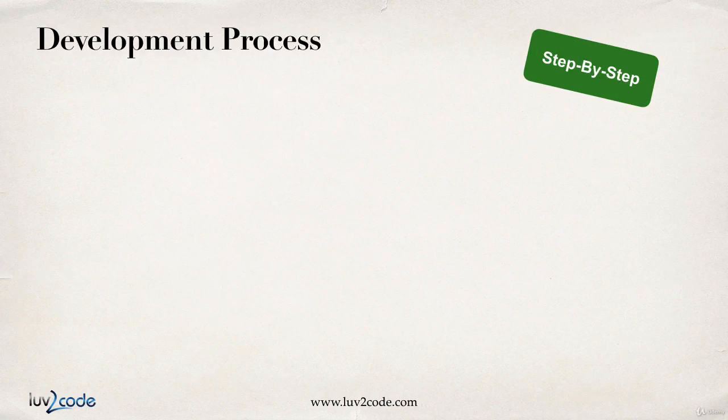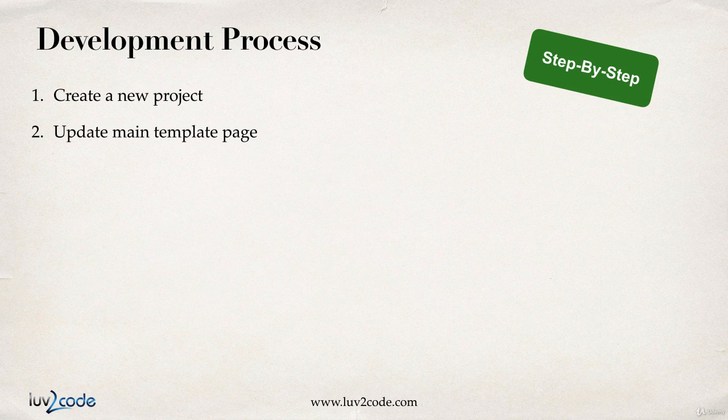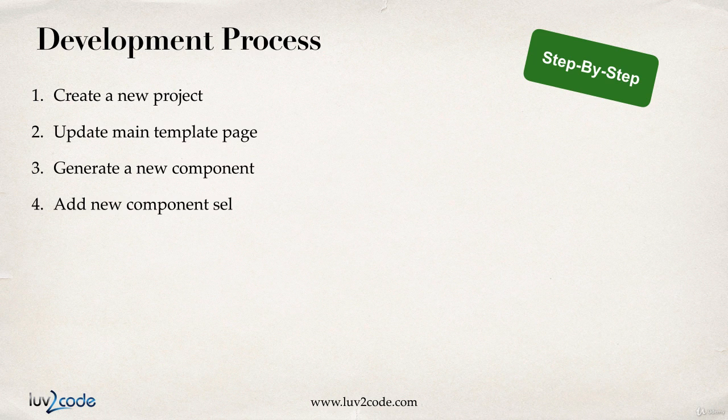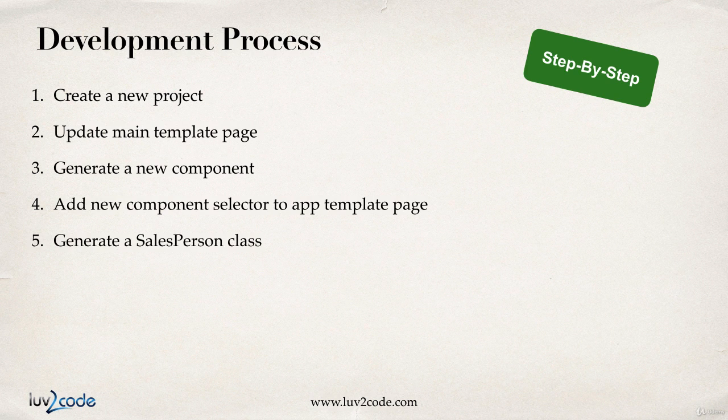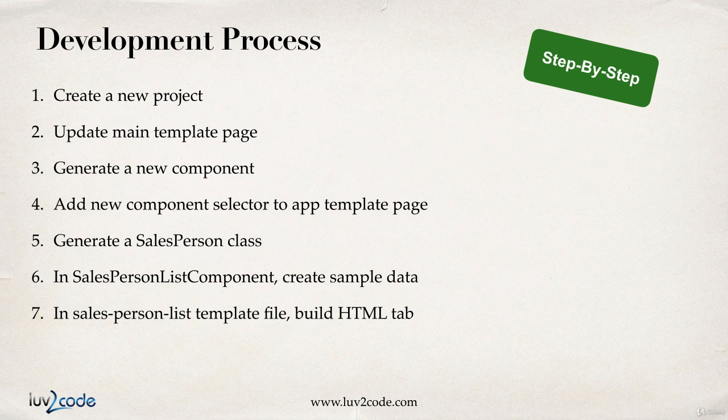Let's look at our development process. The first thing we'll do is create a new project. Then we'll update the main template page. Next, we'll generate a new component. And then we'll add the new component selector to the app template page. Next, we'll generate a salesperson class. Next, in the salesperson list component, we'll create some sample data. And then finally, in our salesperson list template file, we'll build the HTML table by looping over the data.